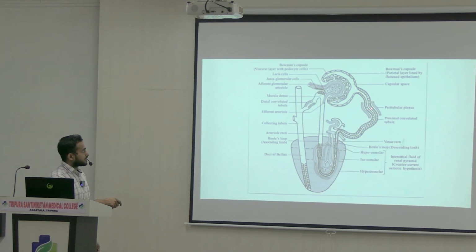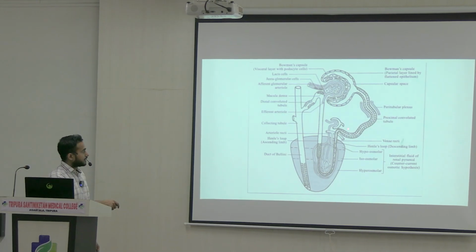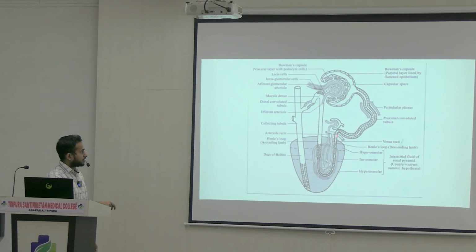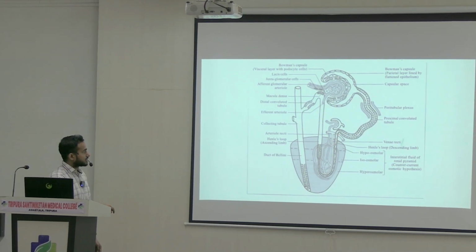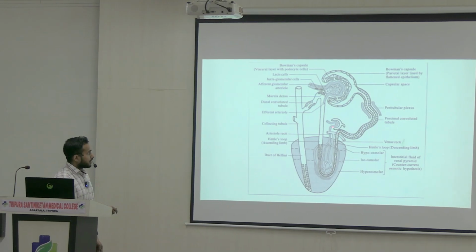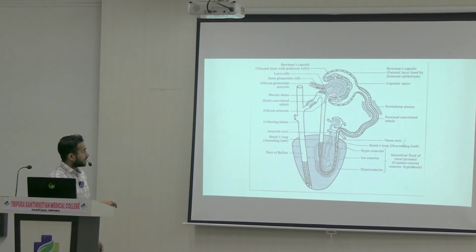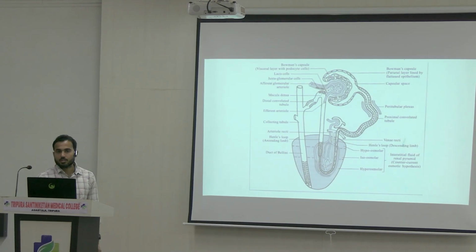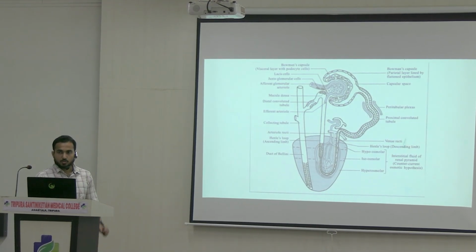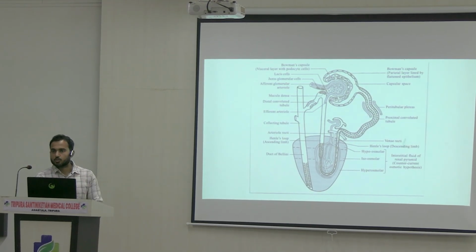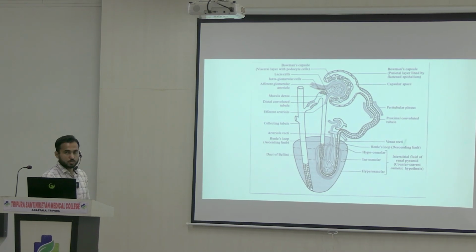So this is the PCT. See, this is the PCT. Then this is the loop of Henle. Now this loop of Henle, you can see, is mainly present here. See, two different types of nephrons can be seen over here. This is the cortical one and this is the juxtamedullary one. So the loop of Henle is related to both, that you have to understand. As you can see, it is related to both.